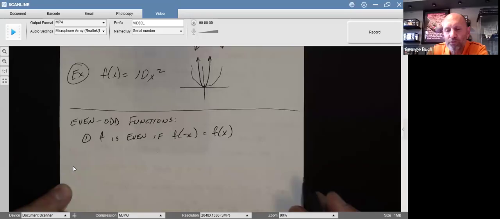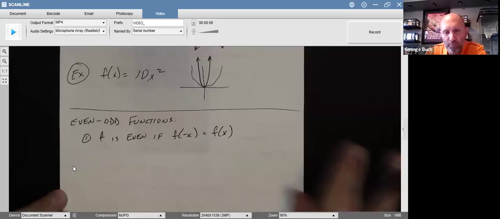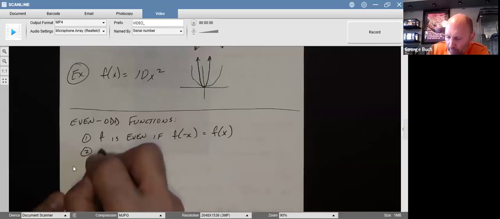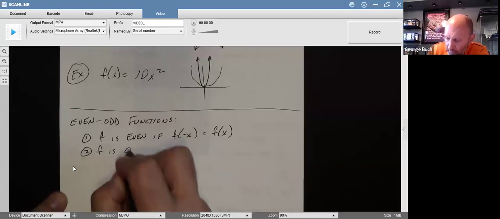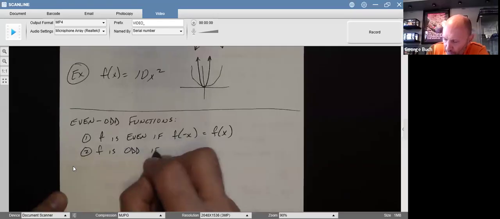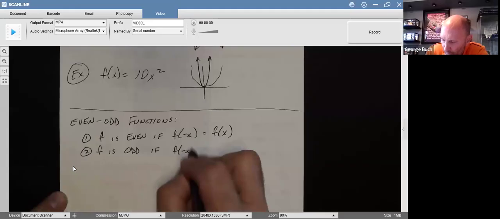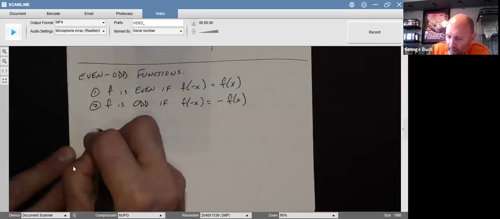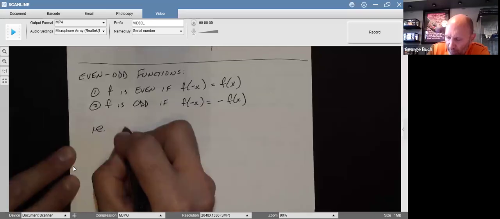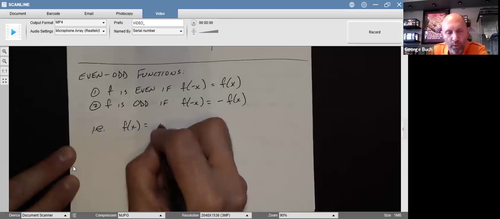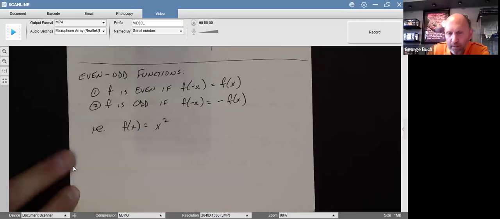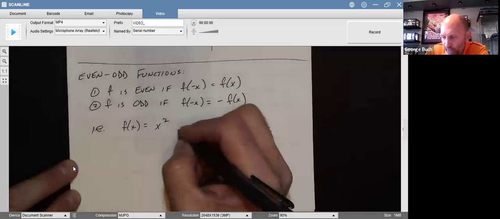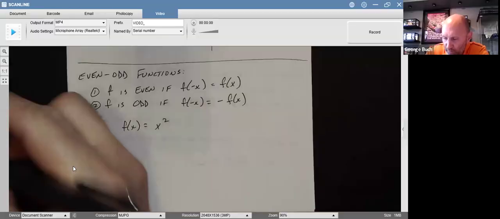So if I was to take a negative x and plug it into the function and then simplify, I get the original function back. f of x is odd if f of minus x is equal to minus f of x. So what does that mean? For example, if I have f of x is equal to x squared, if I plug in a bunch of negative values for x, whatever those were, -1, -2, it's going to give me the same value back.